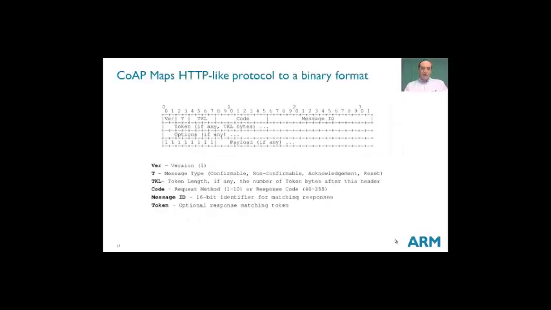So CoAP maps an HTTP protocol to the binary format. And you can see here the request codes, message IDs, and other optional data are binary encoded into the packet. The minimum CoAP packet size is shown in the top row here. It's 4 bytes. You need the version, the header part, the request code, and the message ID, and that is a complete CoAP packet.